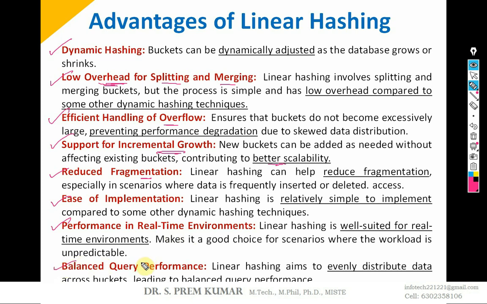Balanced query performance. Linear hashing aims to evenly distribute data across the buckets. So the distribution of data will not be skewed. The distribution of data is even in every bucket. So evenness will be maintained so that the searching process becomes easy.